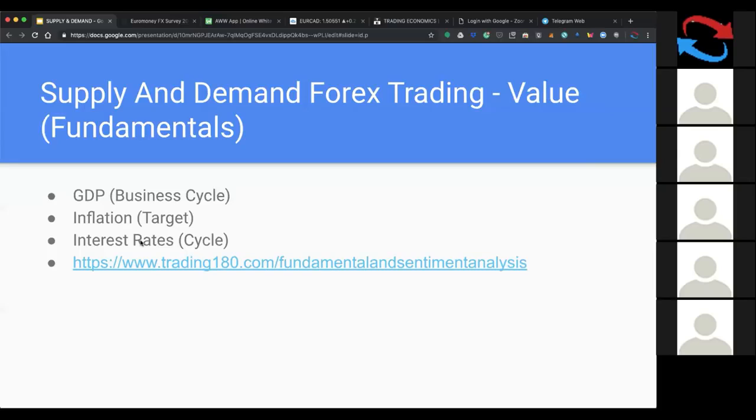I kind of focus on what a bargain price is. I try not to look at what is potentially expensive. It's easier for me to look at what is a bargain price from GDP, from inflation, from interest rates, etc., and what's really the value. That's what I'm looking at.